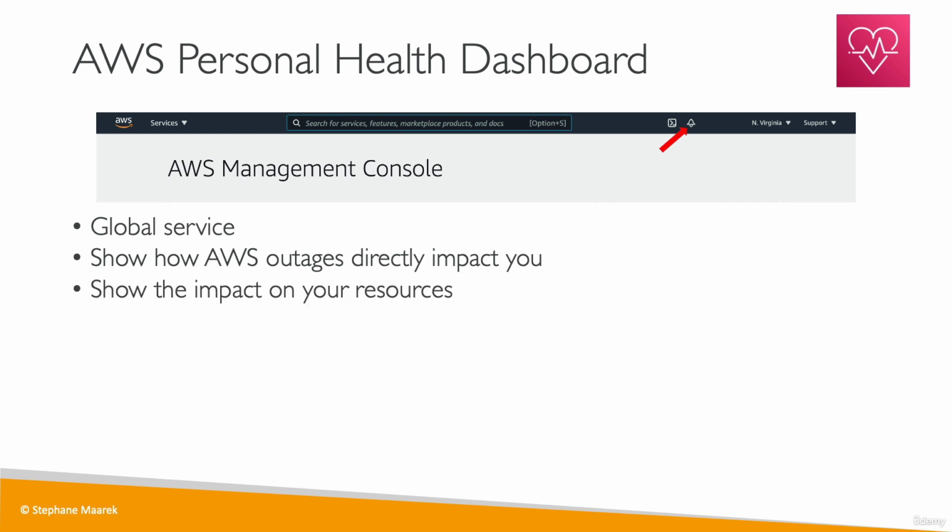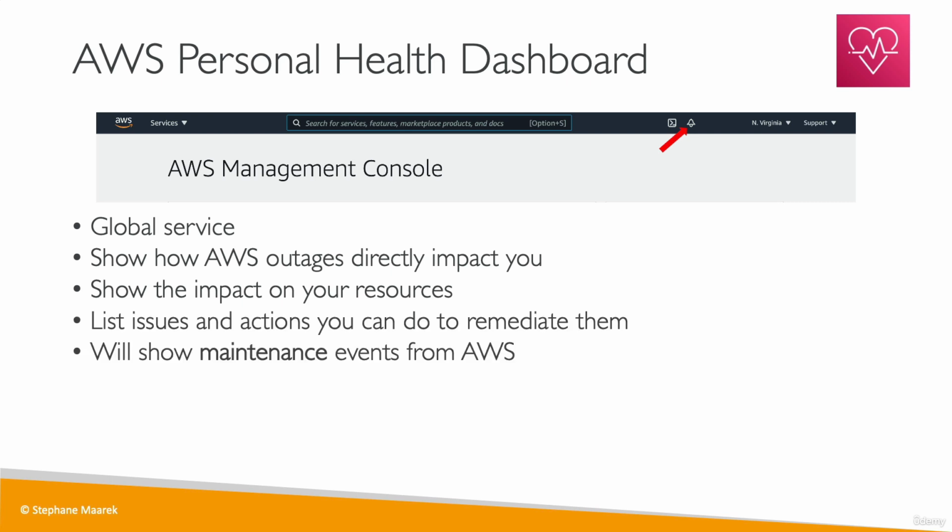It will show you the impact on your resources, so you can see if your EC2 instances or EBS volumes have maintenance upcoming, and it will list issues and actions you can take to remediate them. The important thing to know is that it will show you all the maintenance events from AWS, and this is a keyword to look for in the exam.